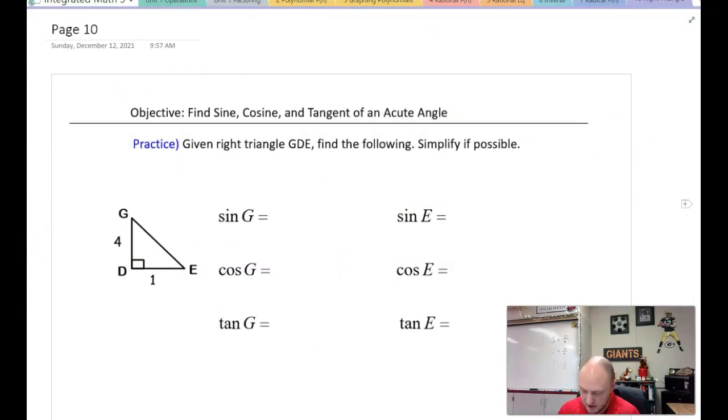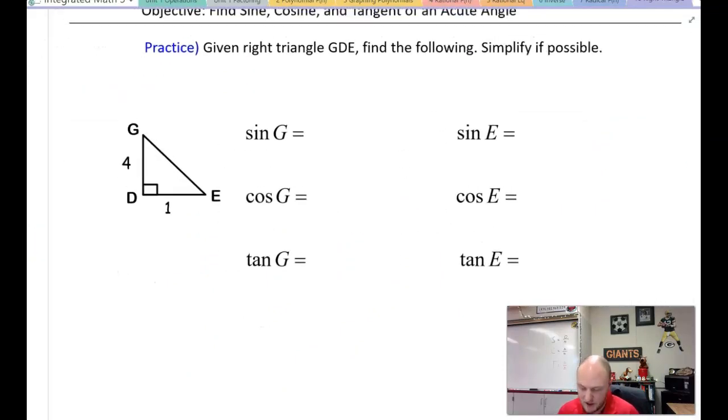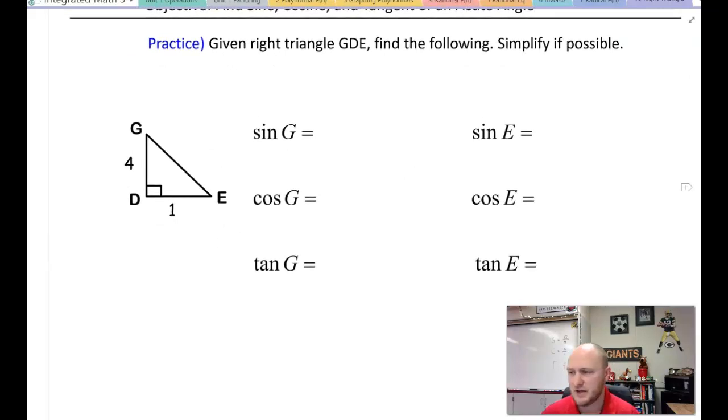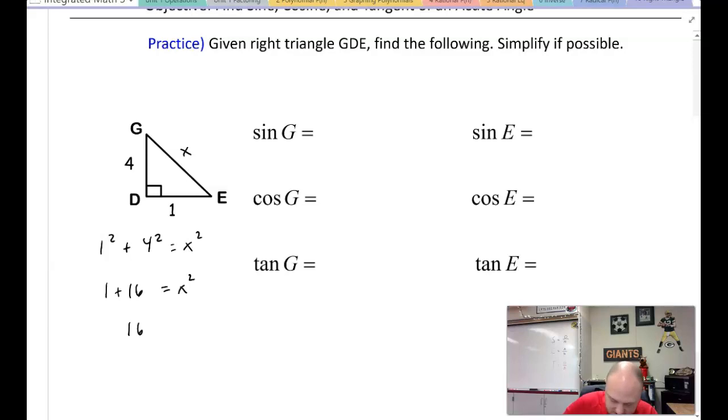Okay, here is the next example. Please go ahead, pause the video, and try this one. All right, hopefully you paused the video. In this one, you do have to solve for this side, which we can call C, or you can use X. You could use any variable, but this would be 1 squared plus 4 squared is equal to x squared, and you should have gotten 1 plus 16 is equal to x squared, and 17 is equal to x squared.